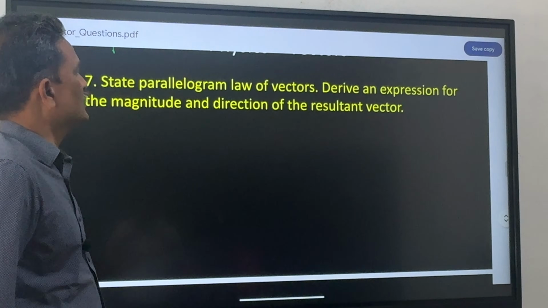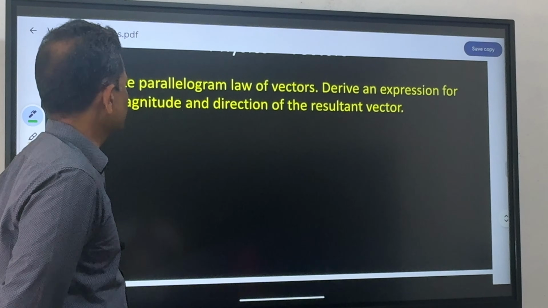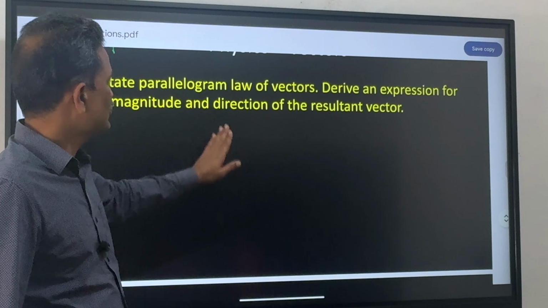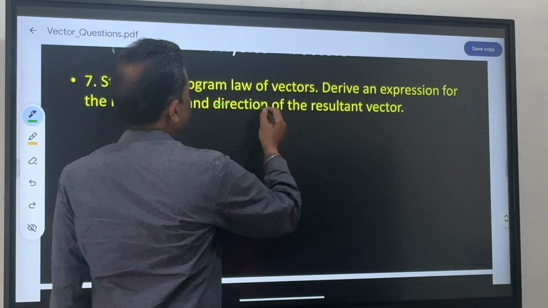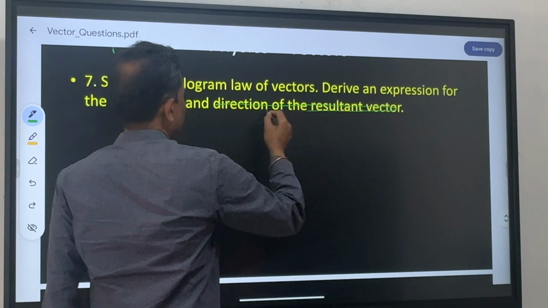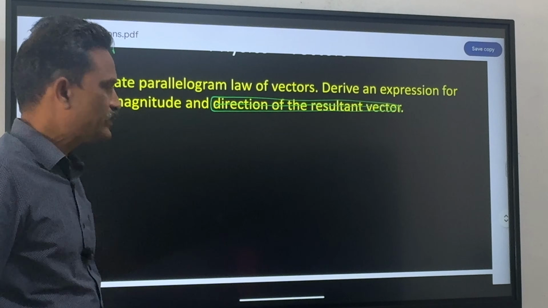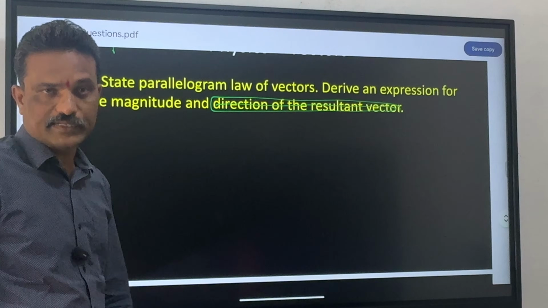State parallelogram law of vectors. Derive an expression for the magnitude and direction of the resultant vector. In the exam, you are not going to get the direction of the resultant of a vector because it is not included in the textbook. So you have to answer up to the magnitude of a vector.